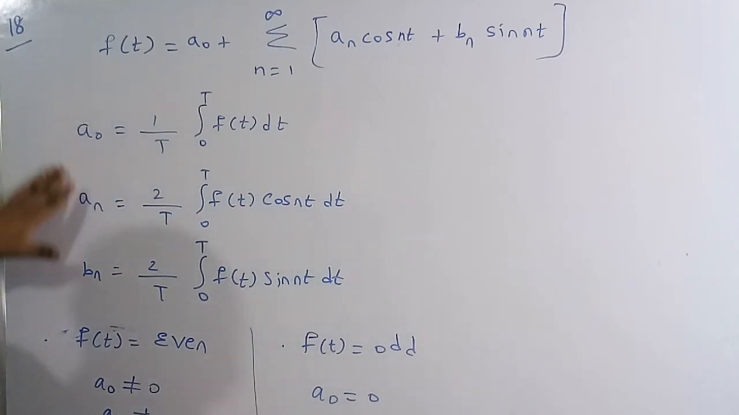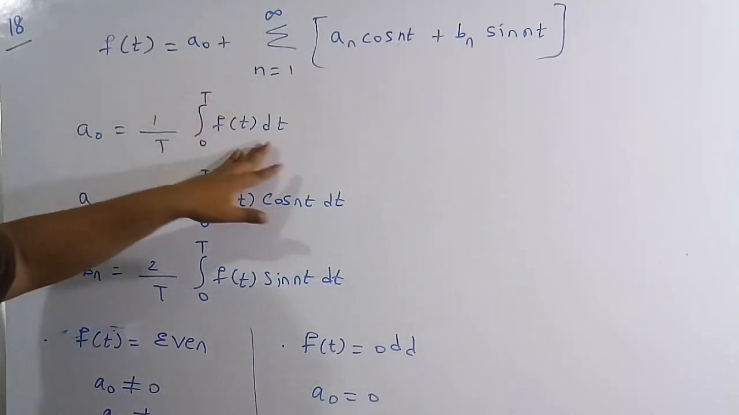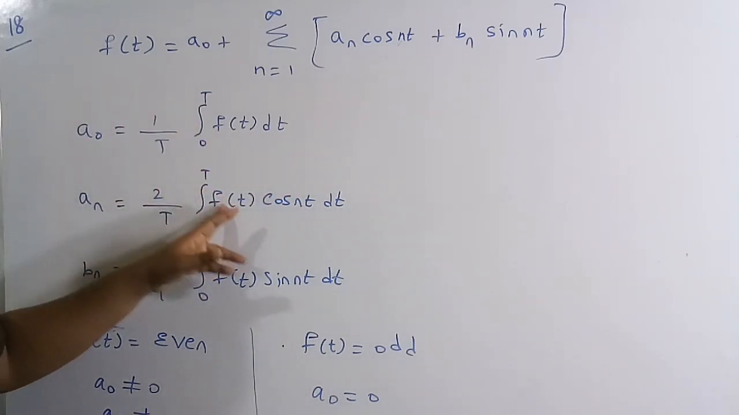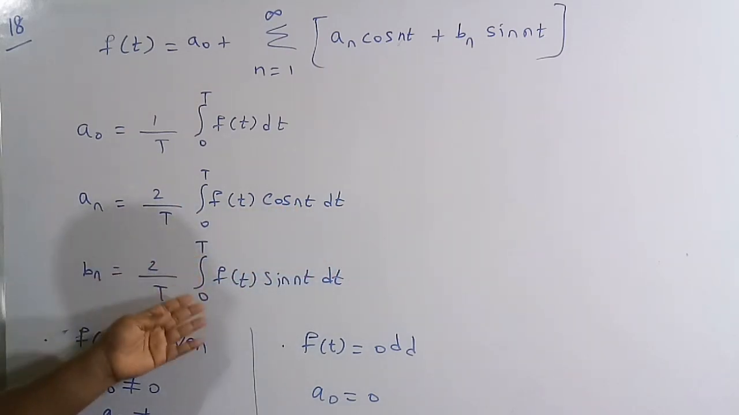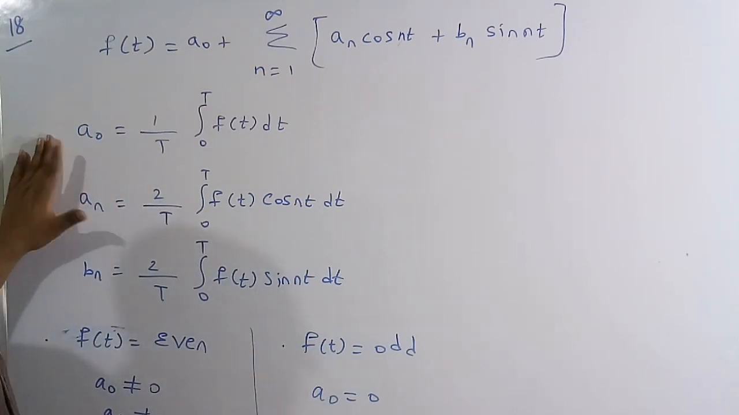So these are the three simple formulas: a0 is equal to 1 by T integration of 0 to T f of t dt, and an is equal to 2 by T integration of 0 to T f of t cos nt dt, and similarly bn is equal to 2 by T integration of 0 to T f of t sin nt dt. So these are the very standard equations.